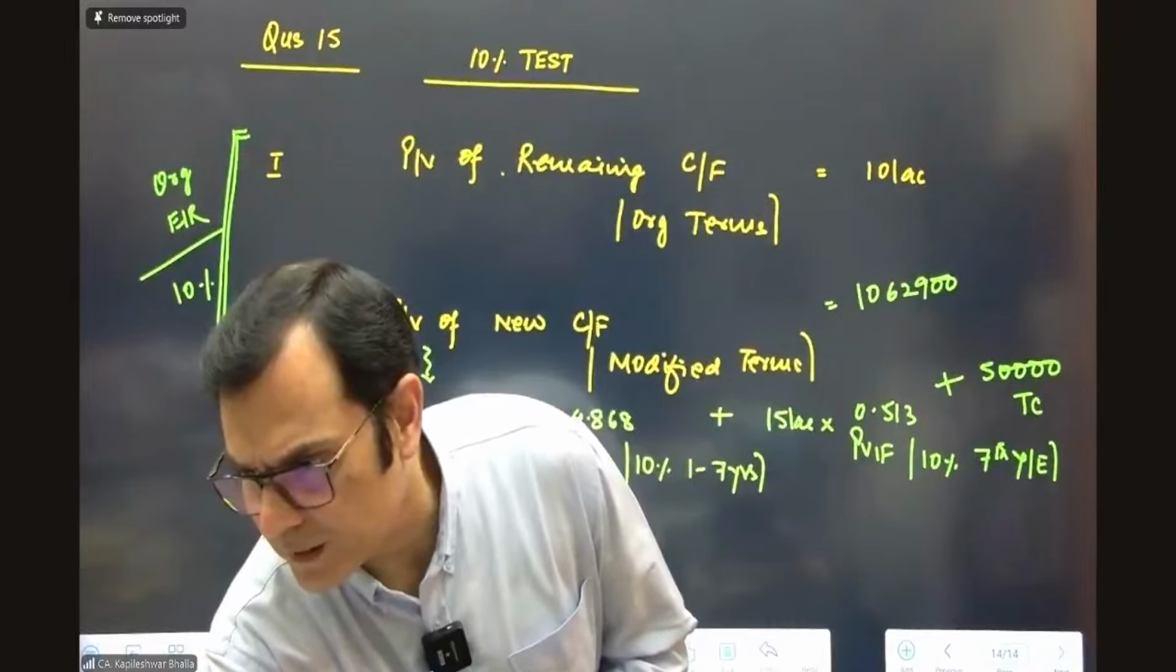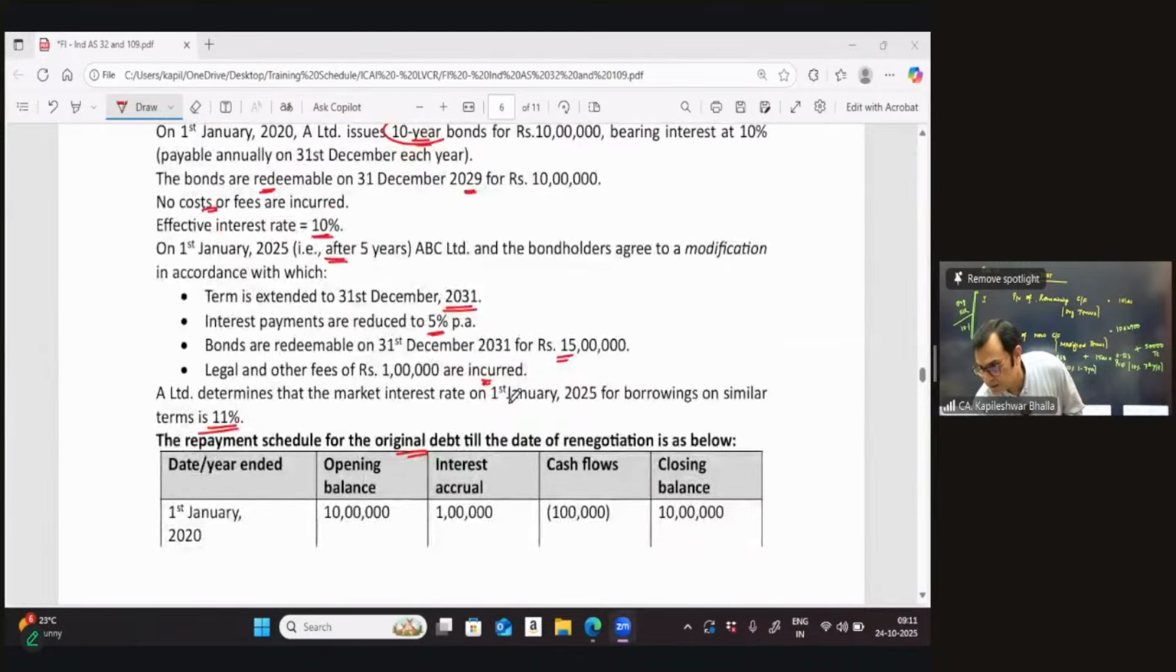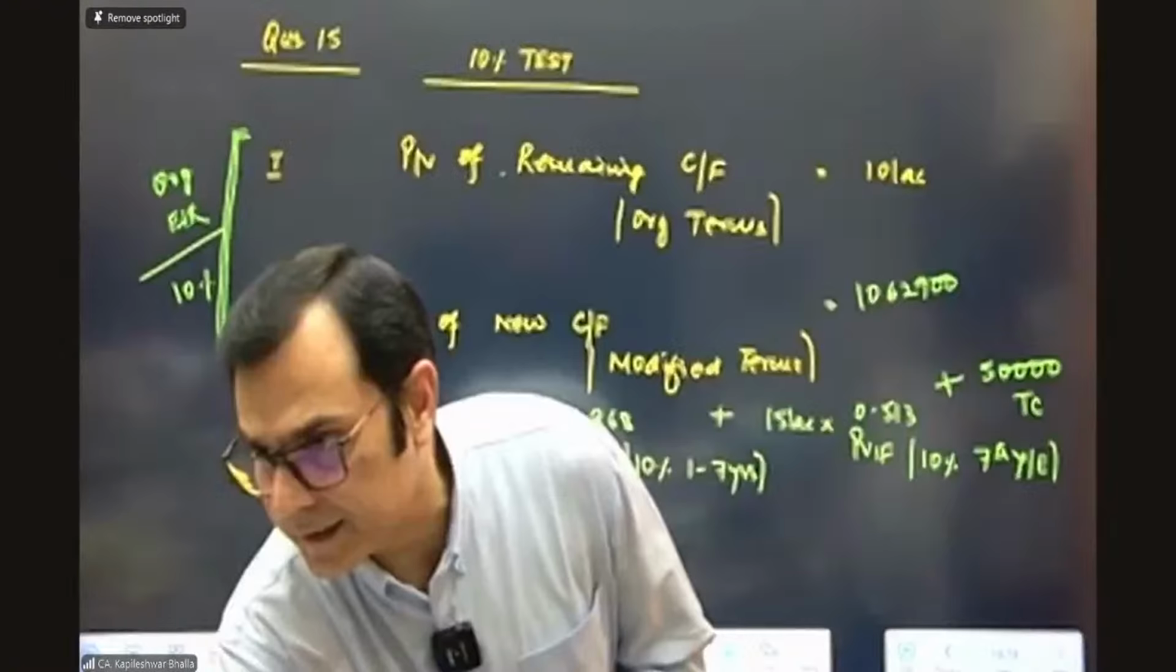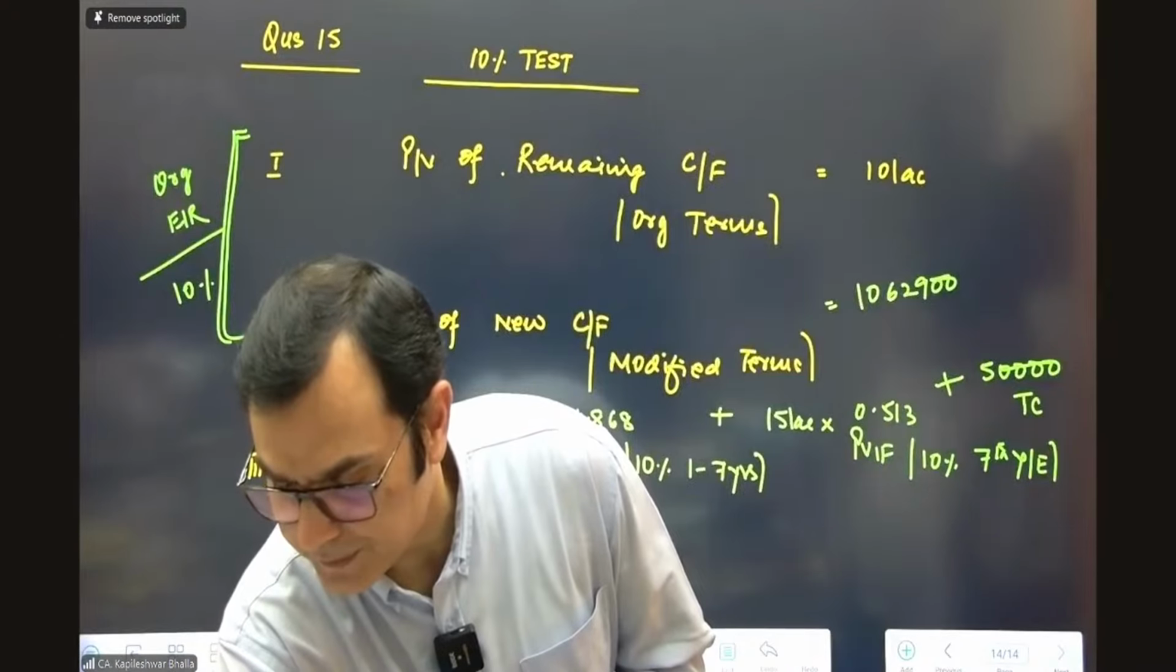Let me just share the data once again. The interest is at the rate of 5% now on 10 lakhs. That's right. And the principal repayment is now at 15 lakhs. Yes, that is correct. So let's organize the input.